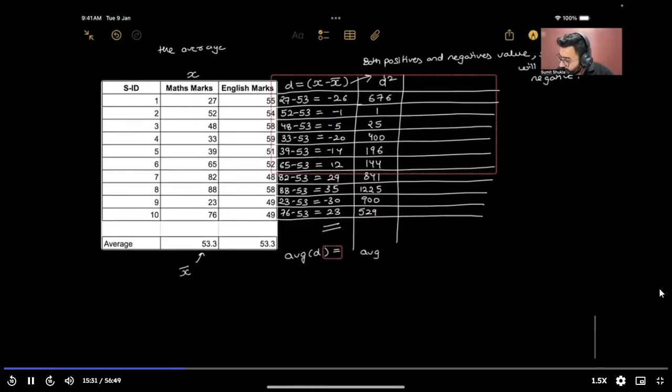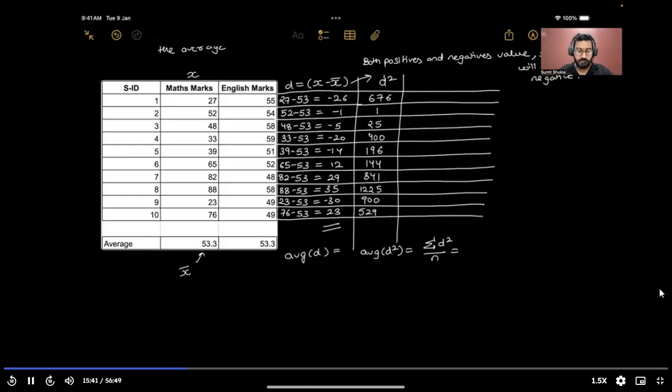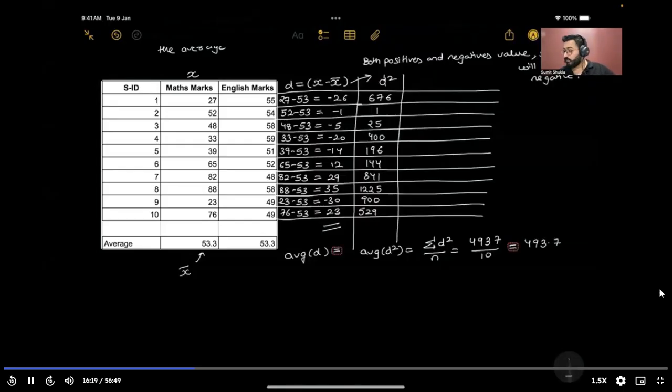So the average of d square will be the summation of d square divided by n. So let's do this math also. 676 plus 1 plus 25 plus 400 plus 196 plus 144 plus 841 plus 1225 plus 900 plus 529. So this comes out to be 4937 divided by, we have 10 observations. So dividing it by 10, I will get 493.7. Now this is what we have obtained.